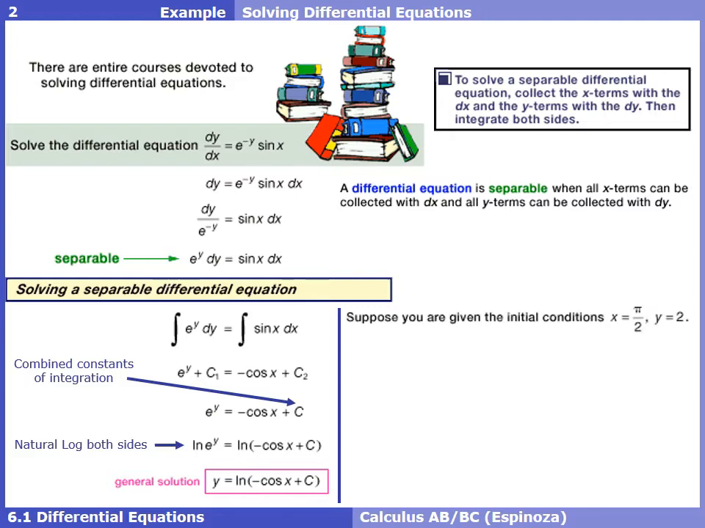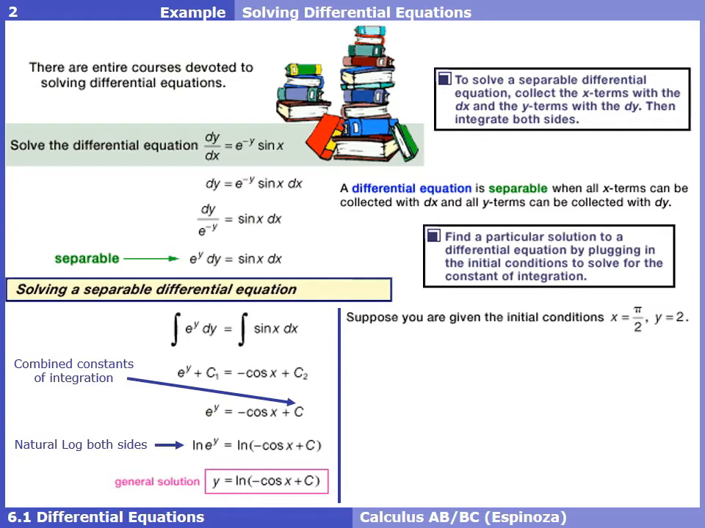Okay, so let's say we wanted to find a particular solution. Well, we would have to be given an initial condition. And the initial condition here I'm going to give you is x is equal to pi over 2 and y is equal to 2. So to find our particular solution, just like we've done since chapter 4, we need to plug in that value for x and y so we can find that constant of integration, the plus c.